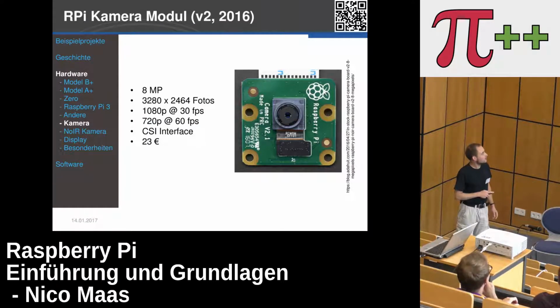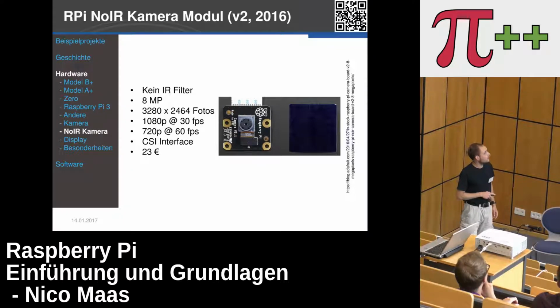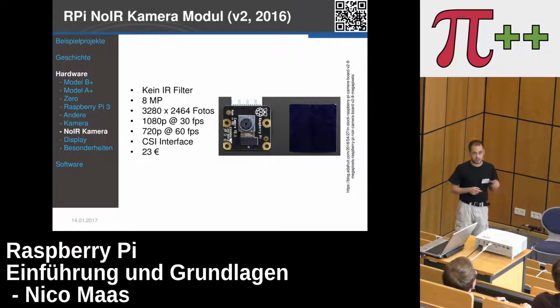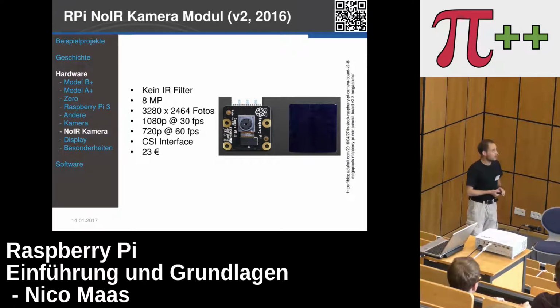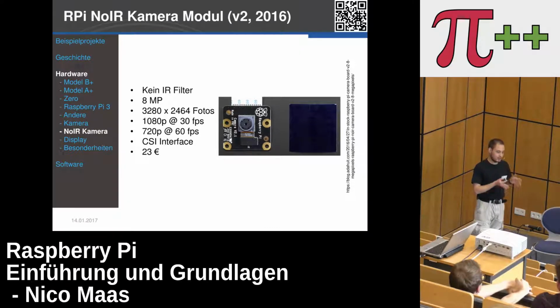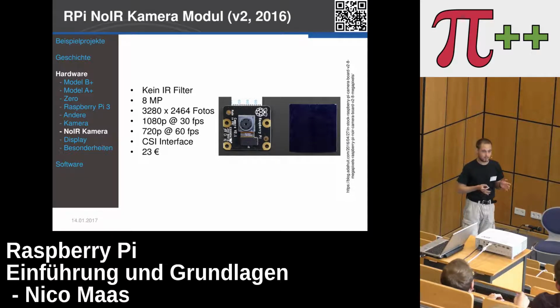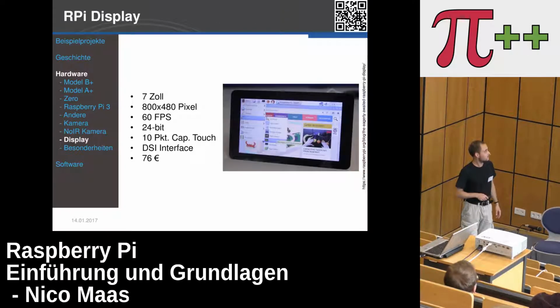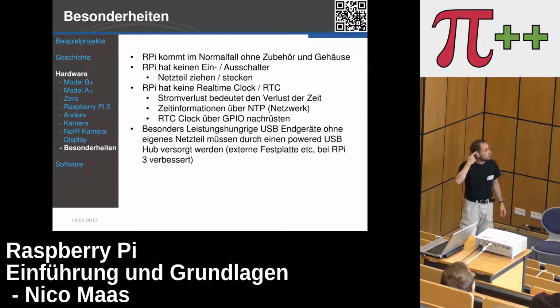And we got the cameras. The Noir version has no infrared filter, so you can use it to build security cameras with infrared LEDs to look around in the dark. Or, if you are into biology, if you look at a plant with these cameras without the infrared filter, you can see how well it's performing because of the chlorophyll in the plant. Some interesting stuff there. I didn't really bother. So then you get the display.